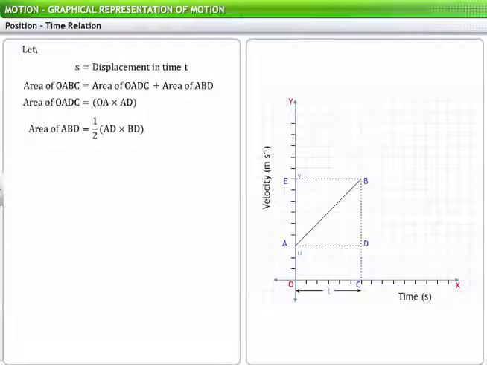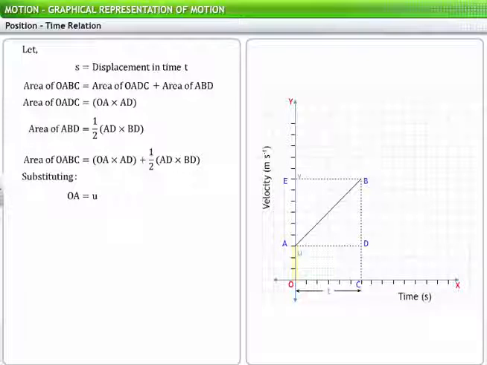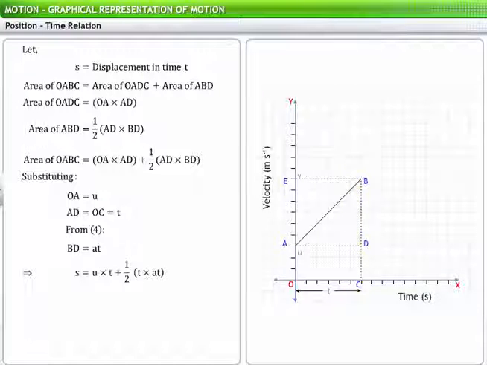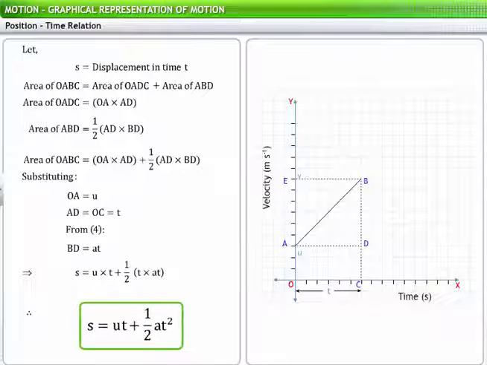Area of OABC is equal to OA multiplied by AD plus half of AD multiplied by BD. Substituting OA is equal to U, AD is equal to OC is equal to T, and BD is equal to AT, we get S is equal to U multiplied by T plus half of T multiplied by AT. Therefore, S is equal to UT plus half AT square.